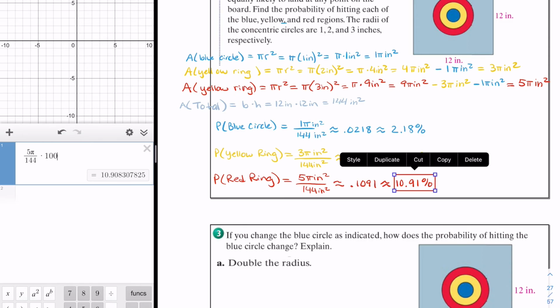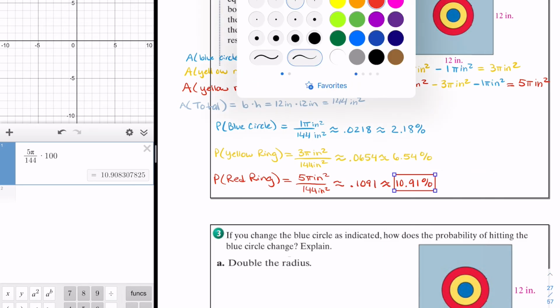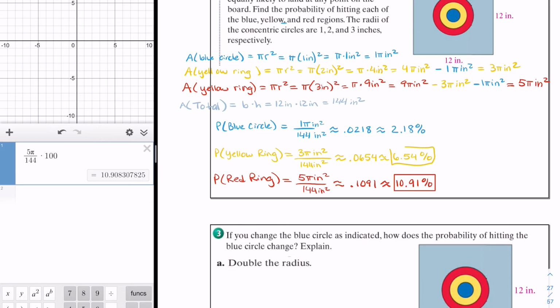And if I want to know the area of hitting all 3 of them, I can just work with 9 pi to find that, because it's 5 pi plus 3 pi plus 1 pi, which is 9 pi.